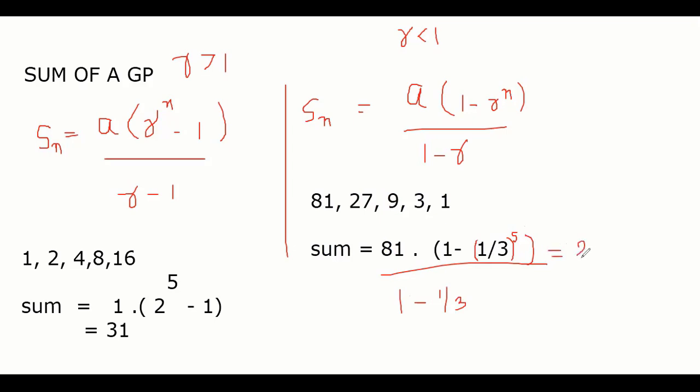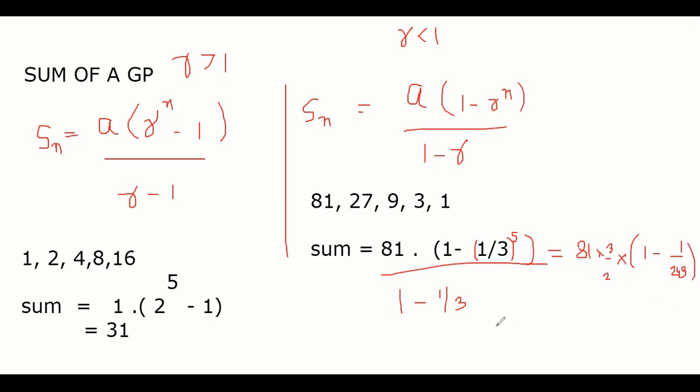This becomes 81. 1 minus 1 by 3 is 2 by 3. So when you take the reciprocal it becomes 3 by 2, into bracket 1 minus 1 by 3 to the power 5. How much is that? 3, 9, 27, 81, 243. Agree everybody? 3 to the power 5 is 243.